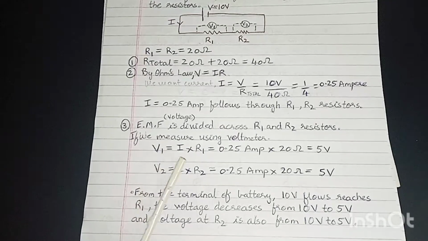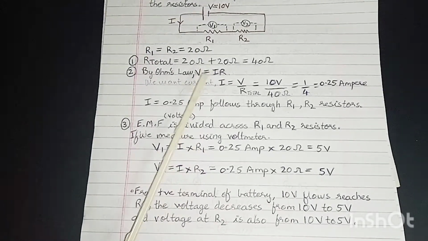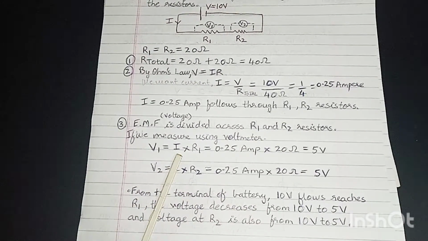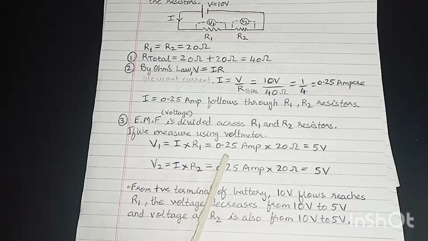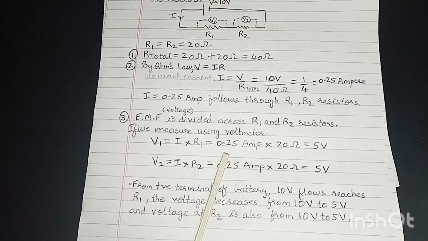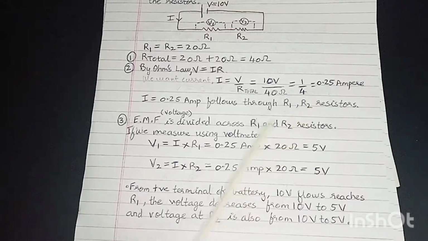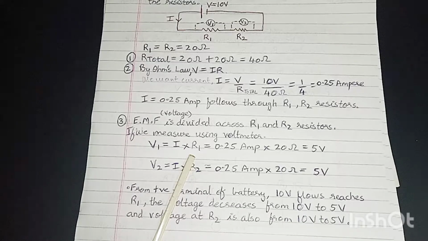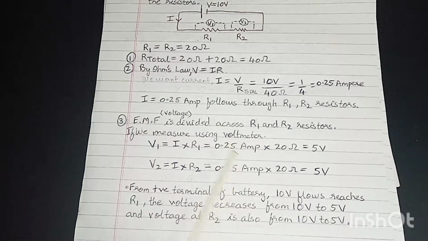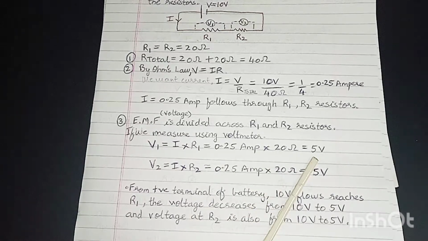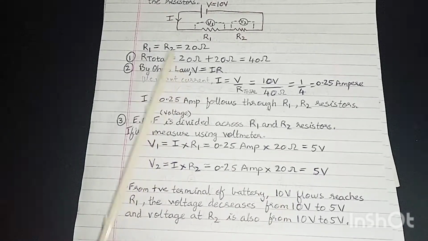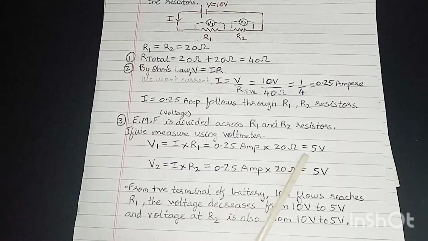V is equal to I into R. This we have got from Ohm's law. So V1 is equal to I into R1; I is constant, so we have not taken I1. I is equal to 0.25 ampere, which we have found out, into resistance R1, which is equal to 20 ohm. So we will multiply that with 20, and we will get the answer 5 volt. So we have proved that V1 voltage is 5 volt here. In the voltmeter we have recorded 5 volt.